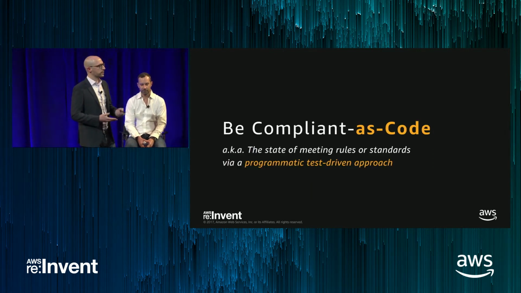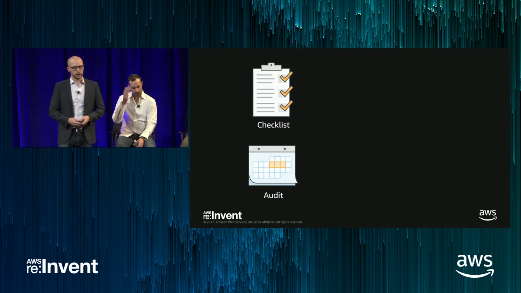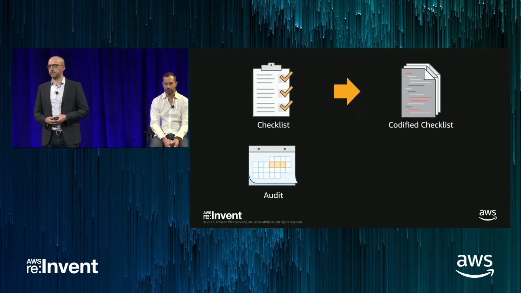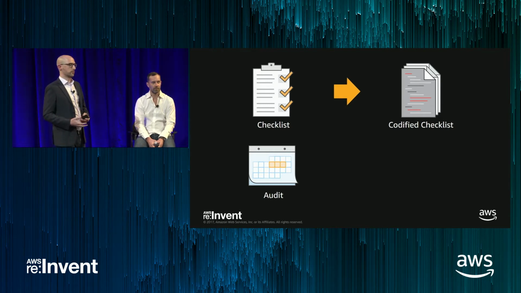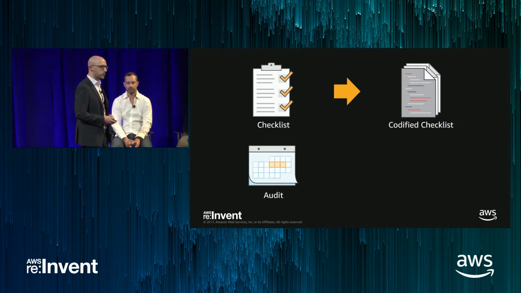So what does it mean, compliance as code? So compliance as code is taking those two things, the checklist and the audit. The first thing, the checklist, is you codify it. This means that the requirements that are in this checklist, you transform it as code. And we'll see how it's actually done. But the point is to codify it.